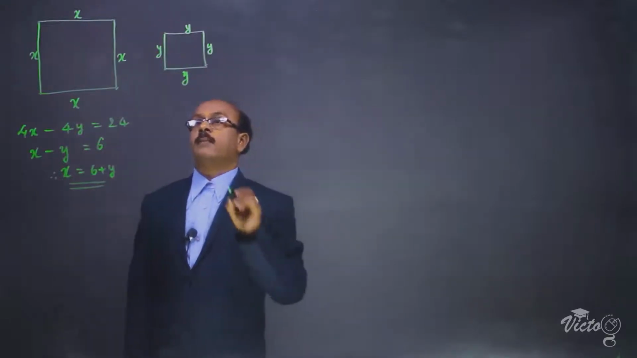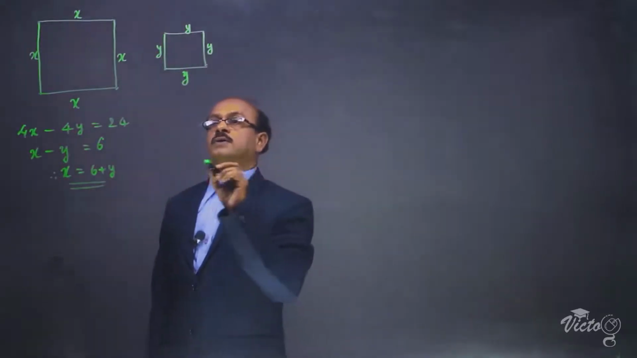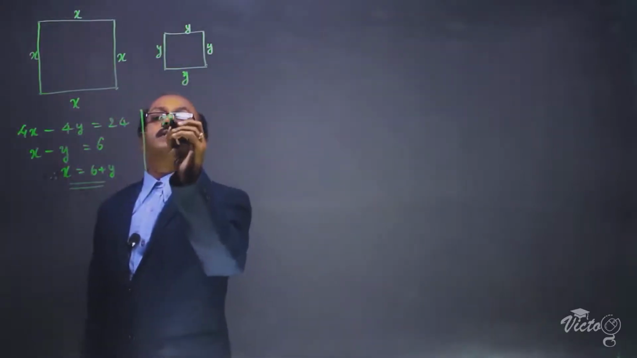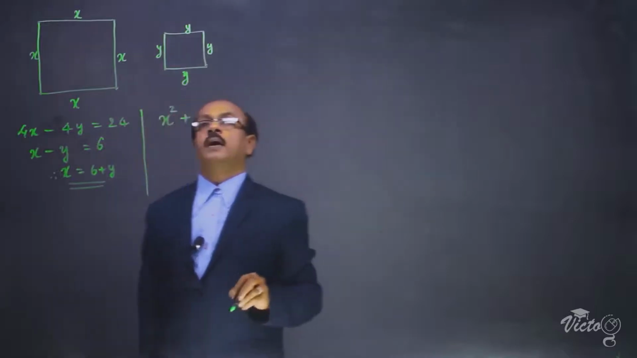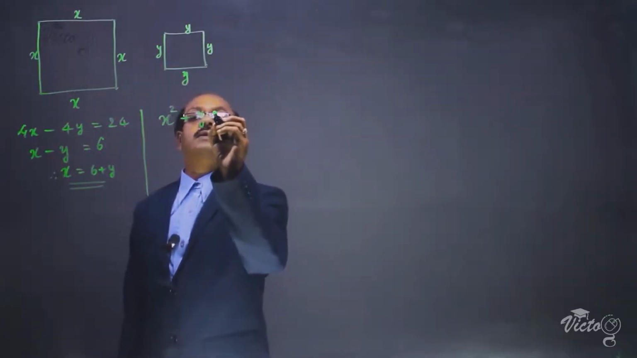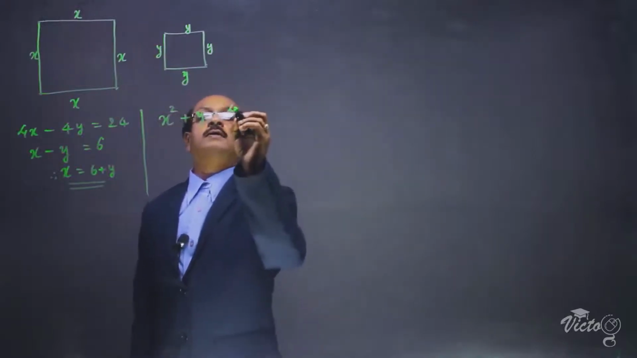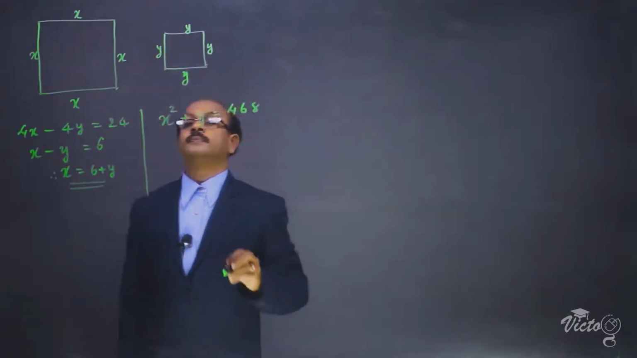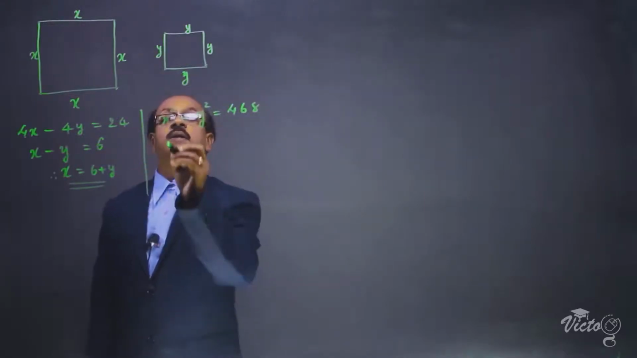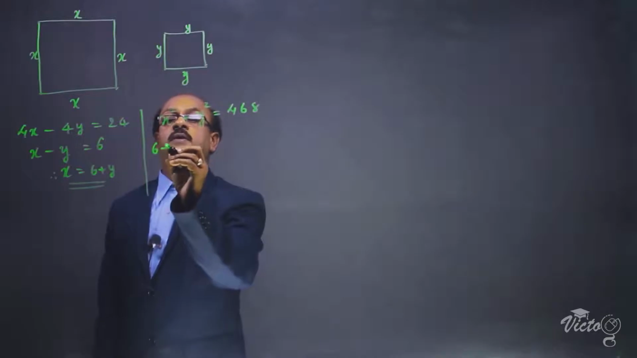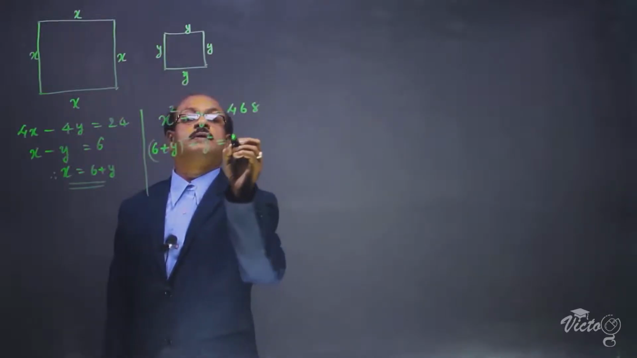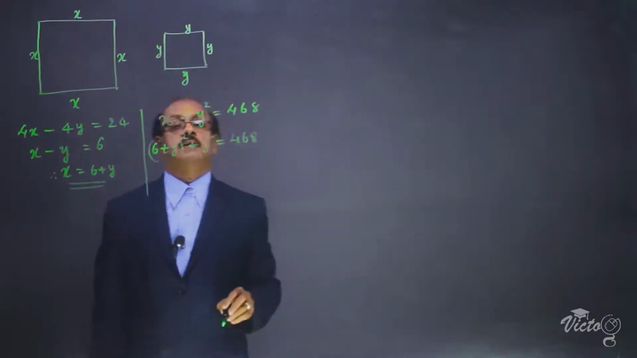Now, the sum of the areas of the two squares. Area of the first square is x into x, x square, plus area of the second square is y square, is equal to 468. Here, instead of x, we can write 6 plus y. Therefore, x square will become 6 plus y the whole square, plus y square is equal to 468.